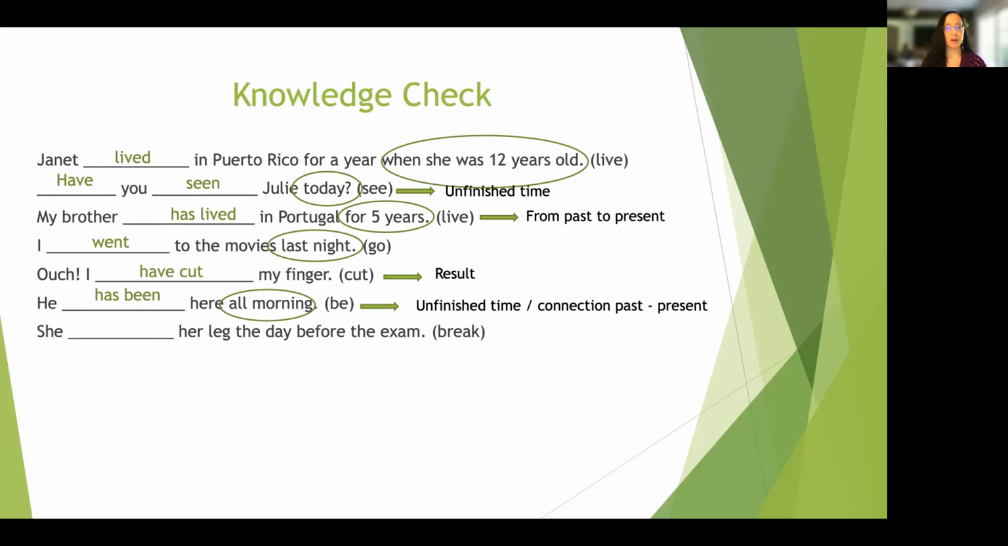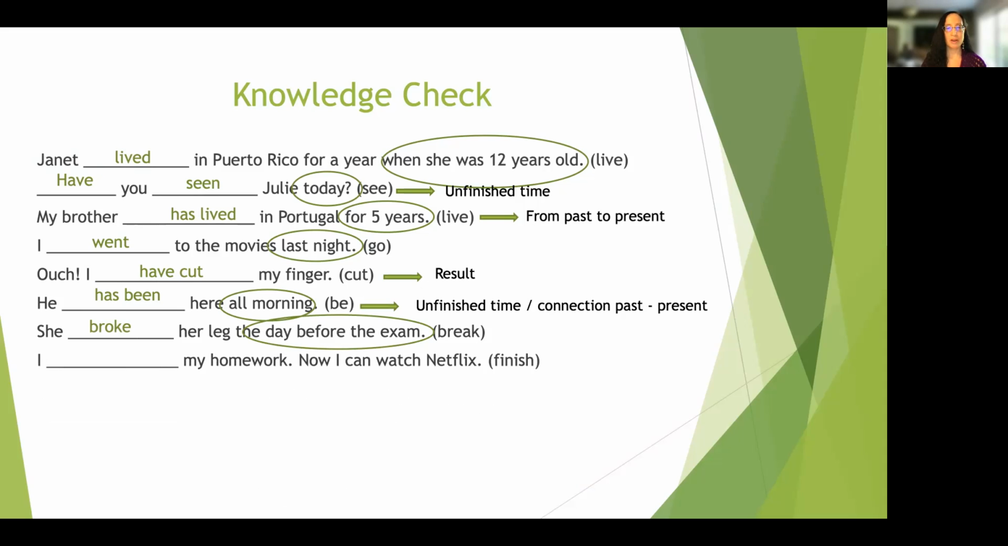What's the main verb here? Break or to break. She blank her leg the day before the exam. What could be some hints in this sentence? The day before the exam. Broke, okay? It happened at a specific time in the past.